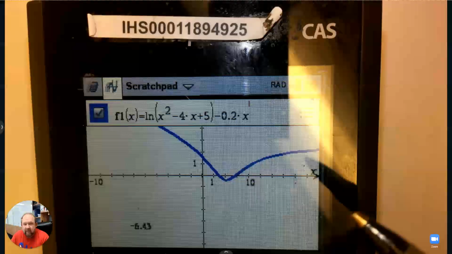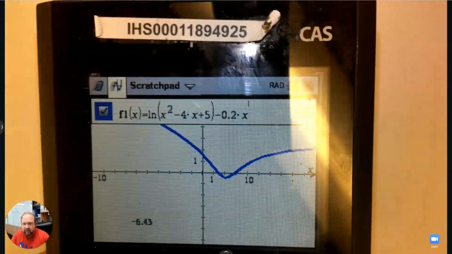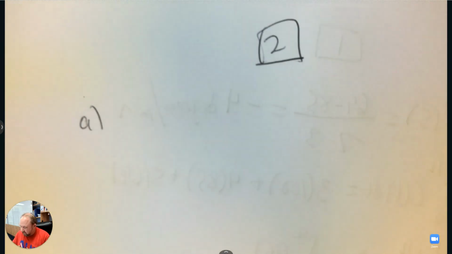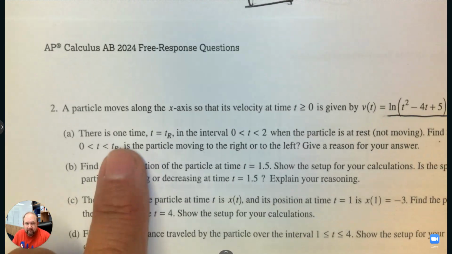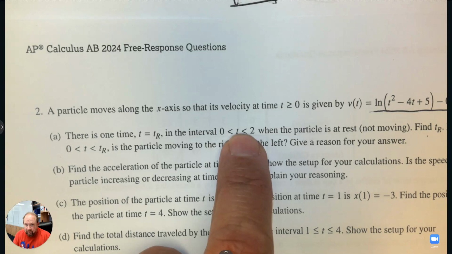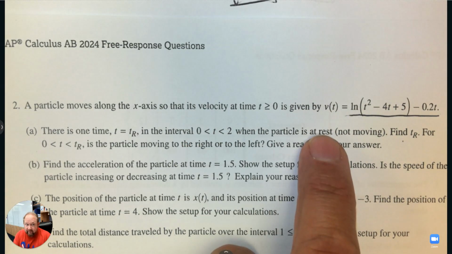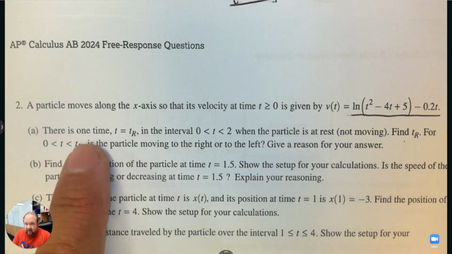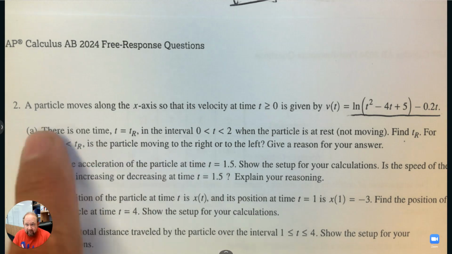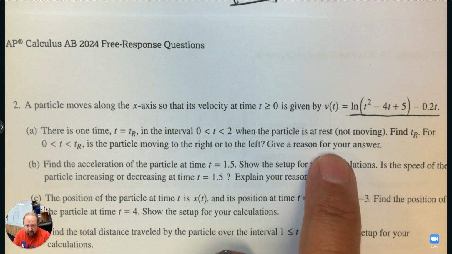There it is. So put it in your calculator, then press enter. I did that already, so when you need to calculate it, it's ready to go. For part A, it asks: there is one time in this interval from 0 to 2 where the particle is at rest. Find that time, and then is the particle moving right or left from 0 to that time, and give a reason for your answer.